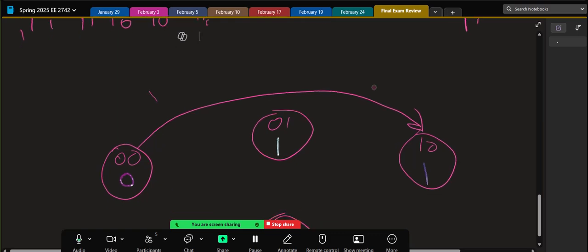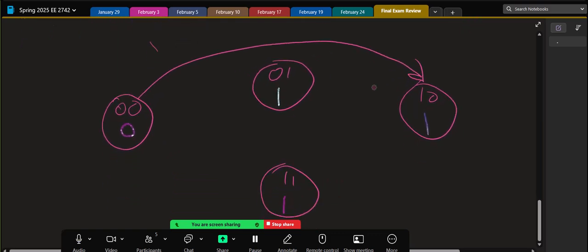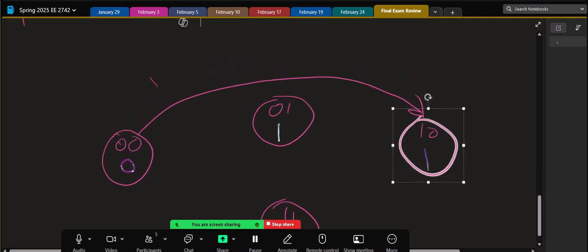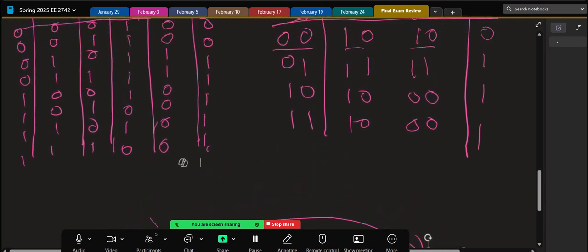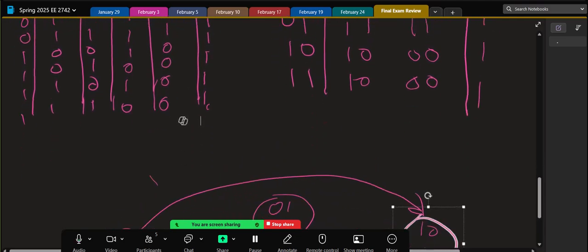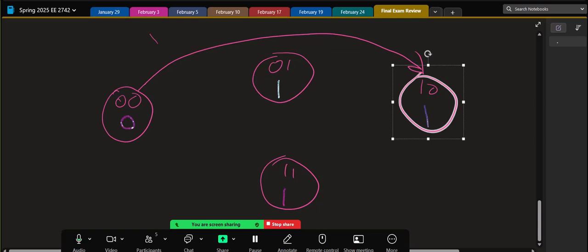Okay. And is it already known that if you just draw one line, it's okay? Yep. So the same for the next one? The same for the next one. 0, 1 goes to 1, 1.